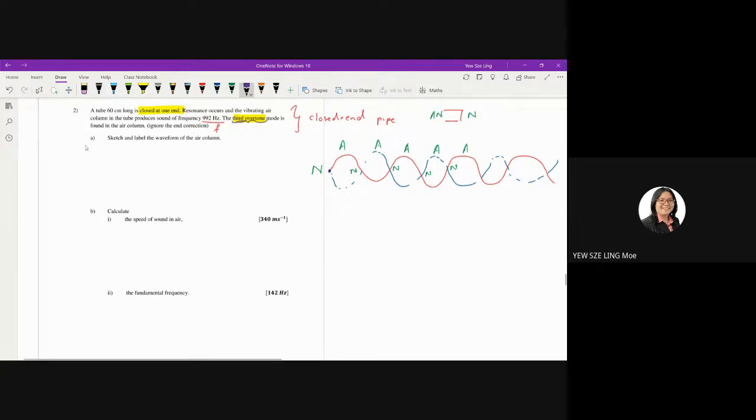Why? The fundamental frequency is our first harmonic. The first overtone is the third harmonic, because we have only odd numbers. The second overtone is n equals 5. And the third overtone is n equals 7. Which means we need to have 4 antinodes in our diagram.